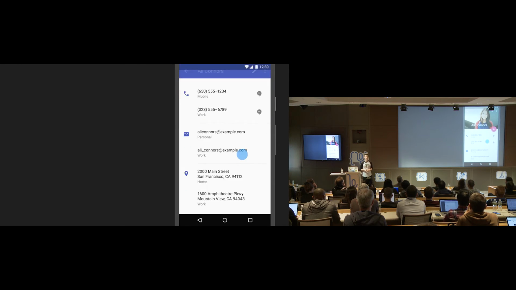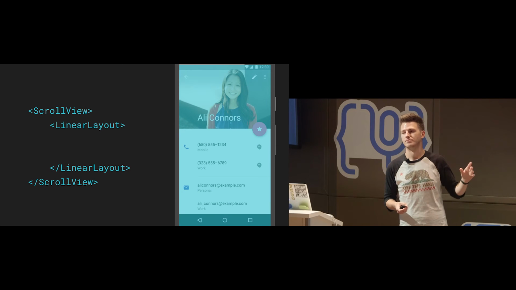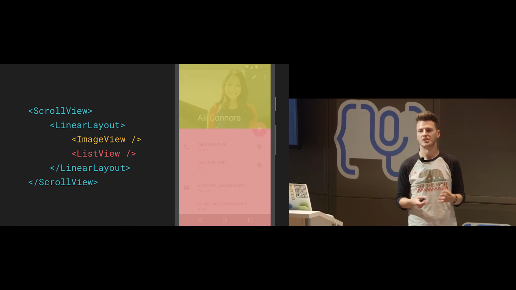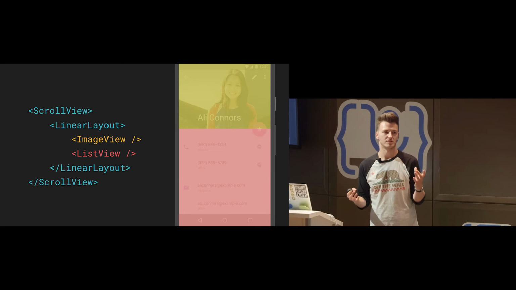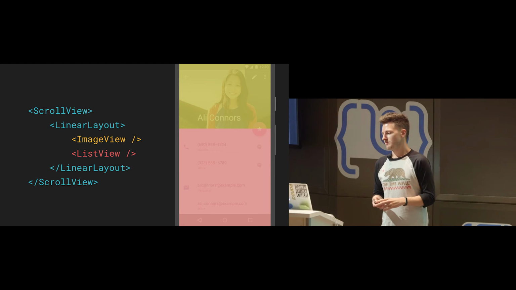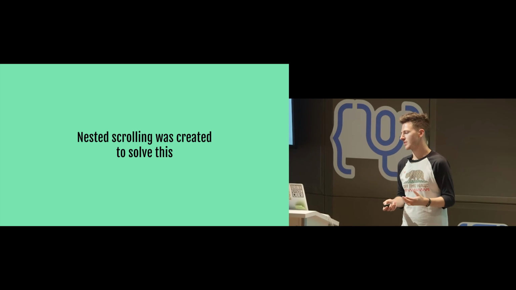You've probably seen this video a thousand times: the user scrolls, and the app bar layout collapses and then comes back down again. If you think logically about how you'd lay that kind of view out, it'd probably be something like this. You'd have a scroll view, and then a linear layout in there. At the top, you'd have an image view, and at the bottom a list view, because that content could be an infinite amount of data. So nested scrolling was created to help solve this.